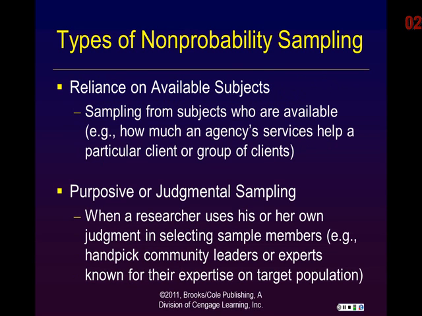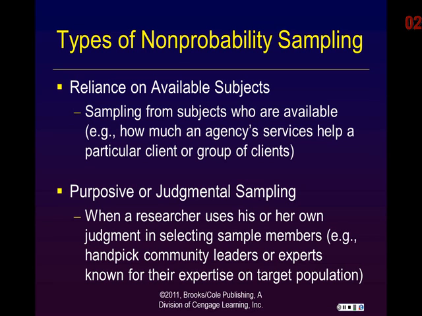Reliance on available subjects is often called a convenience sample. So for example, if I wanted to do a survey of the social work program or of students at UMKC, I could just hand out surveys to you all in class, or even have you do it through Blackboard, in which case it would be called a convenience sample.